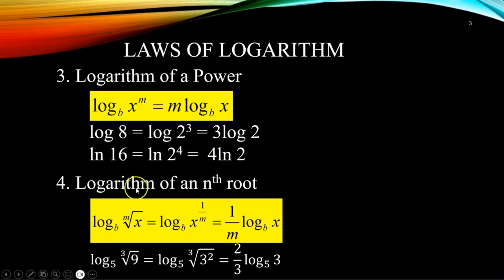Similar to number 3, logarithm of an nth root: what you can do is first express the root, the radical, as an exponent. So that can be 1 over m or any power over m. You can bring this down in front. For example, logarithm base 5 of the cube root of 9. 9 can be expressed as 3 squared, so that's the cube root of 3 squared. This one is actually 3 to the 2/3. So the 2/3 can be brought down in front.